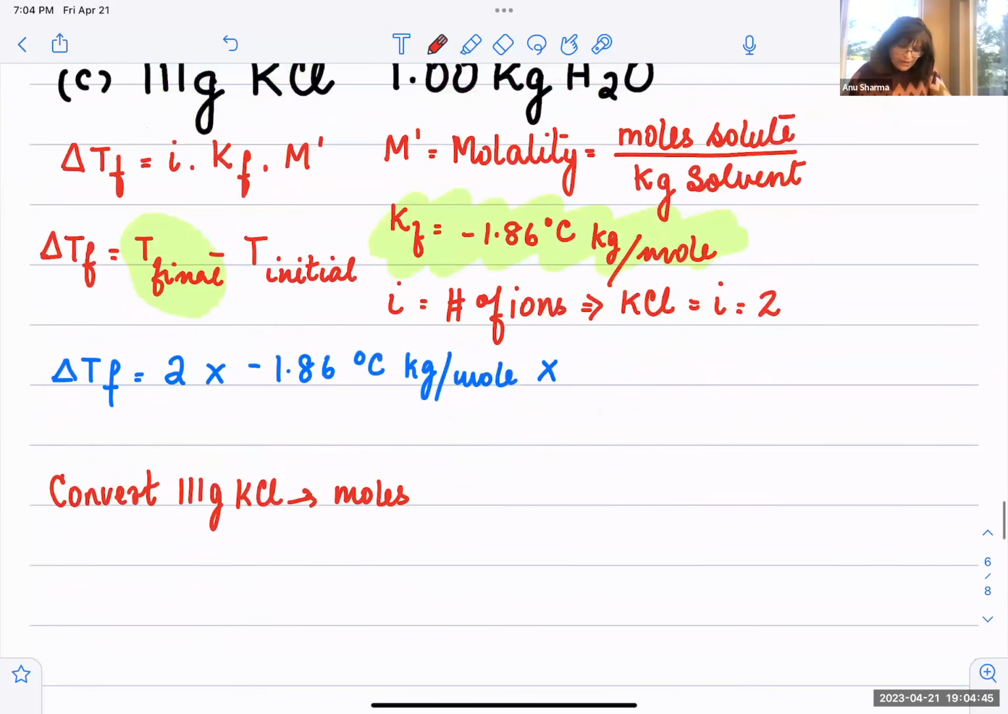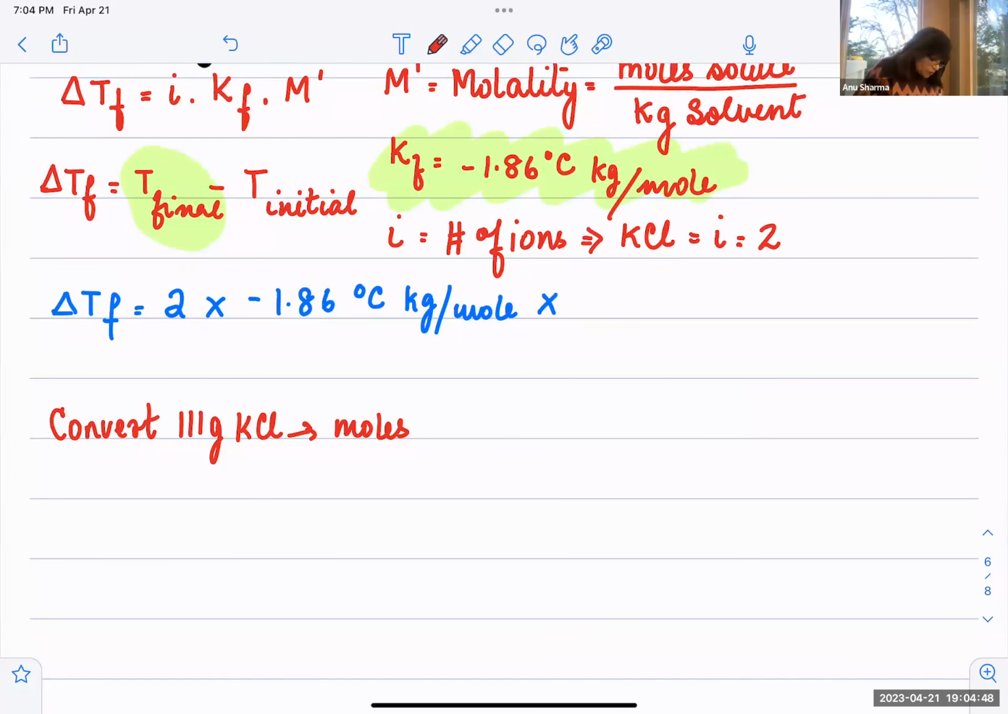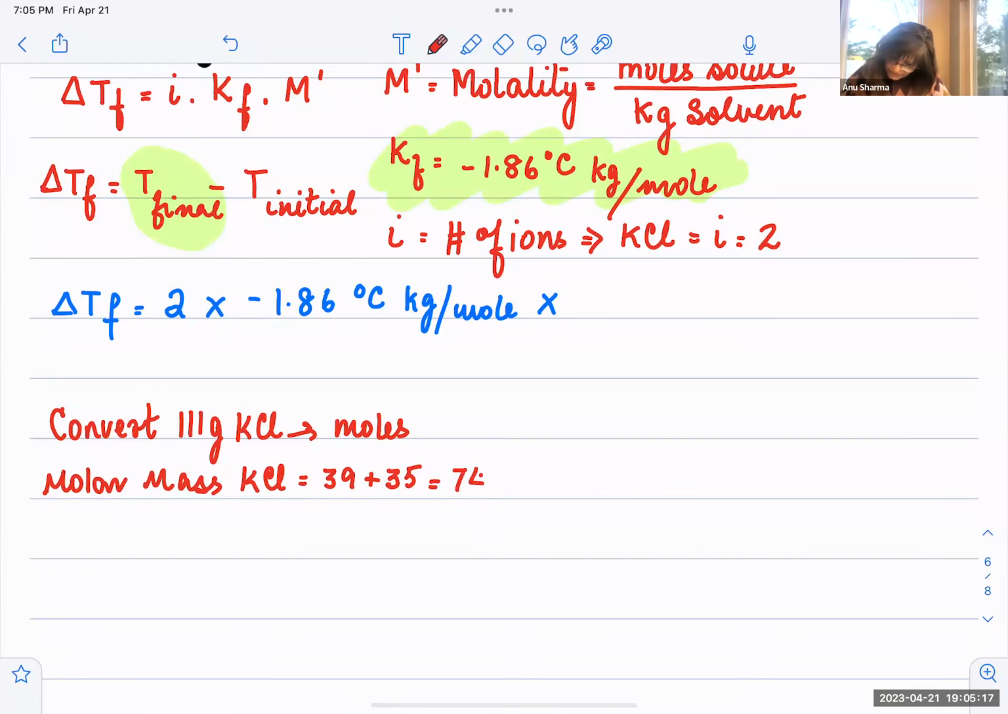Okay, so here we have potassium. The molar mass of potassium is 39.10. So the molar mass of KCl is equal to 39.10 plus chlorine, which is 35, so 39 plus 35, and that gives you 74. Okay, 74 grams per mole.